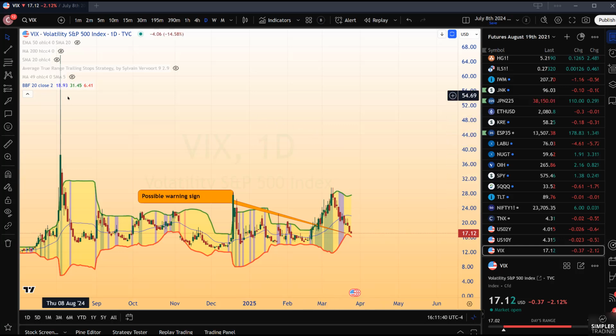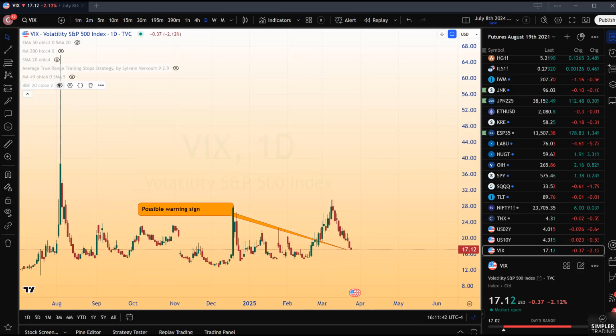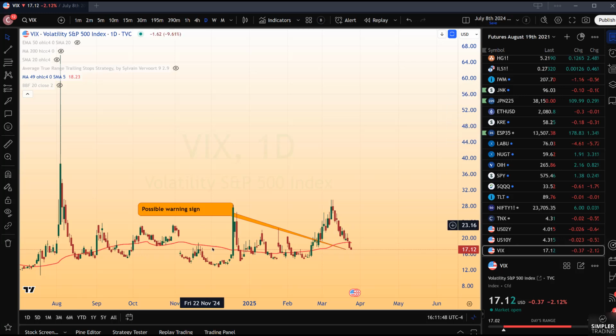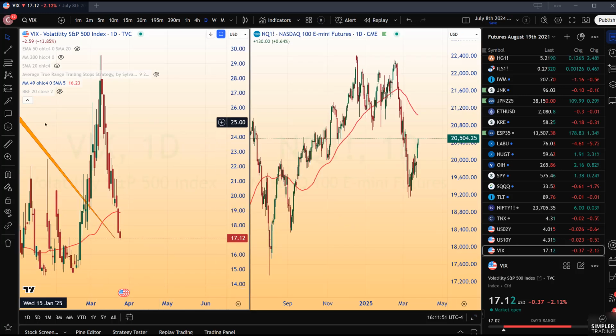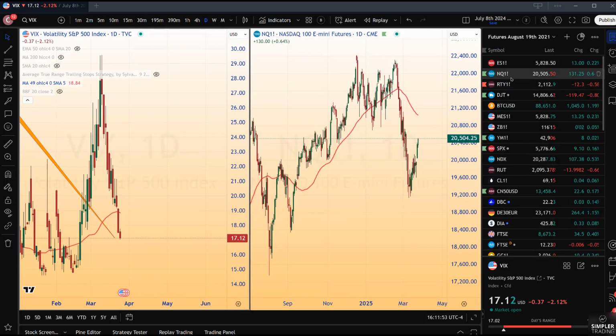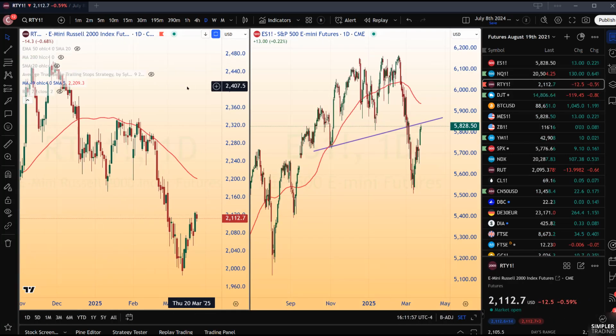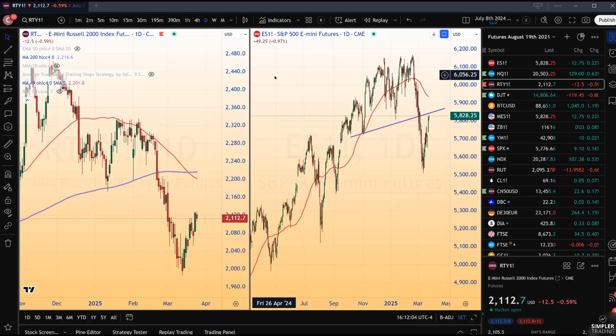But this is the biggest warning sign I see at the moment. And that is the Russell. What we're talking about in here is that in 2023, the Russell brought everything down. The Russell was well under the 200 like it is now. The ES was over it.